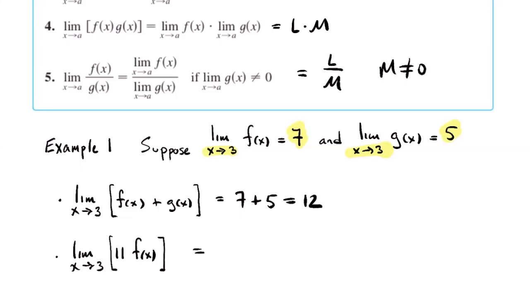How about this one? The limit as x goes to 3 of 11 times f of x. Well, it's 11 times the limit of f of x. That's 11 times 7, and that should be 77.